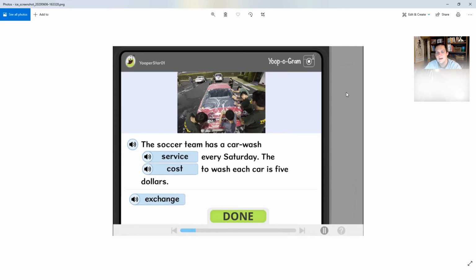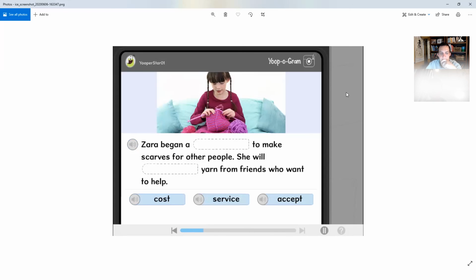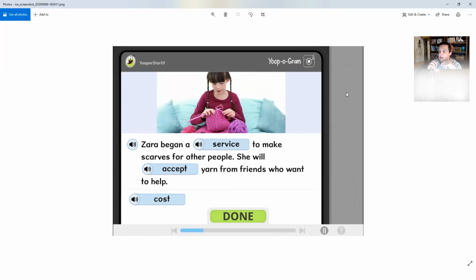We have a ball. How about Zara? Zara began a service to make scarves for other people. She will accept yarn from friends who want to help. Yeah, so if she's got friends that want to help her, they can give her some yarn, and she can use the yarn to make a scarf. So this one is yarn. And this one, what she's making, is called a scarf. There's a scarf.